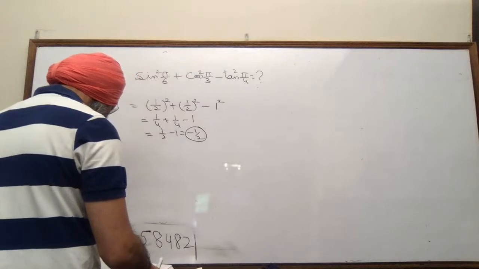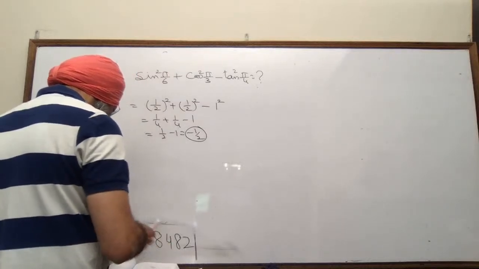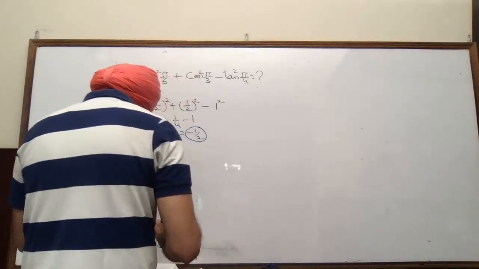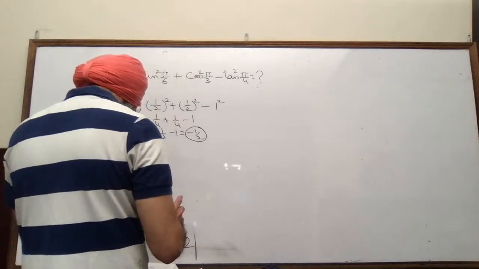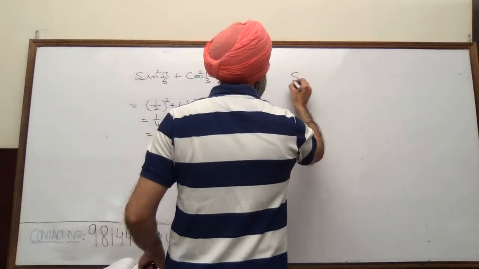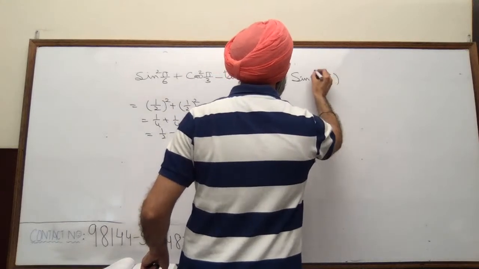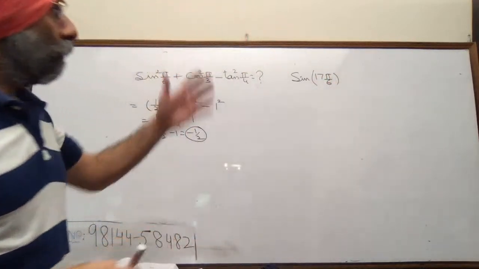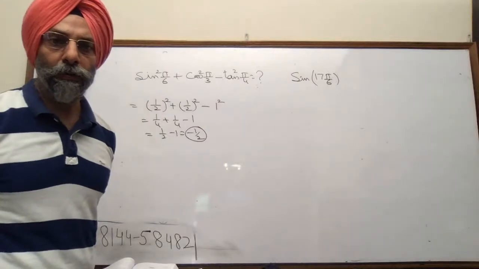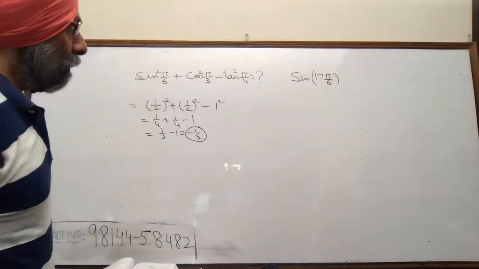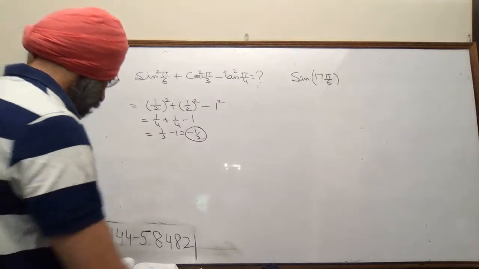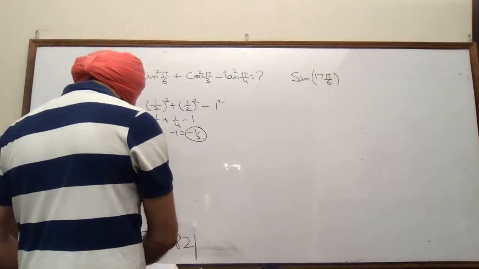Now, next question is, okay, so let us say this is your question, sine of 17 pi by 6. So all of you find out the value of sine of 17 pi by 6. Find out the value.